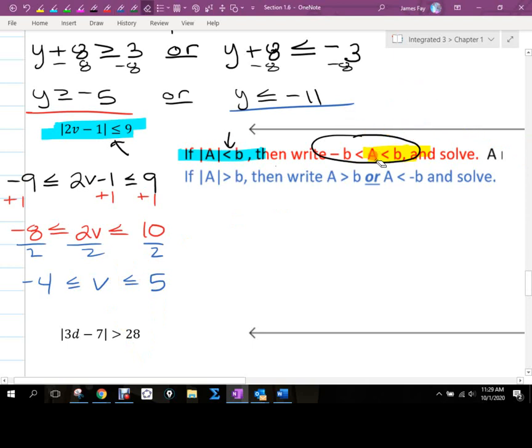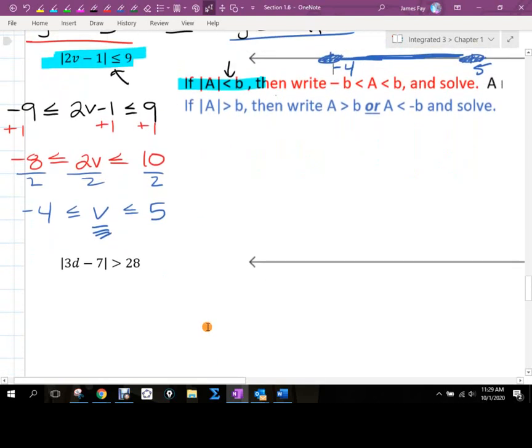Because of the way that this is structured, v is between negative 4 and 5, right? So if that's negative 4, if that's 5, our solutions are going to be, we include negative 4 and 5, shade those in, but now our solutions are going to be all of those between. Once you guys have that down, go ahead and do the next one.